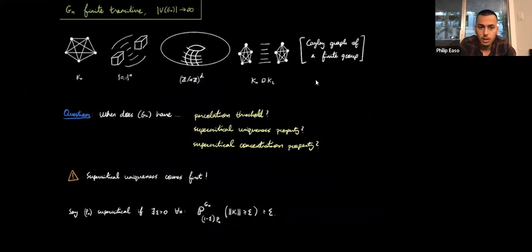Okay. So this brings us to our context, which is studying percolation on arbitrary finite transitive graphs. Let G_n be an arbitrary sequence of finite transitive graphs with its number of vertices tending to infinity. Here are some examples of things that count. You could take the complete graphs. You could take the hypercube. You could take the two-dimensional discrete torus.